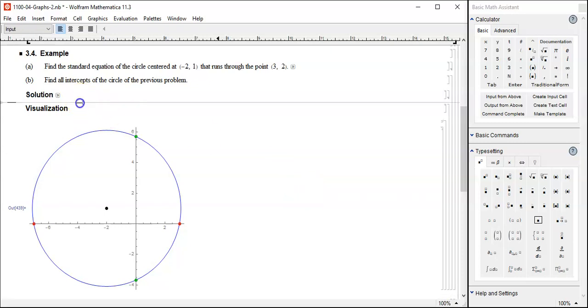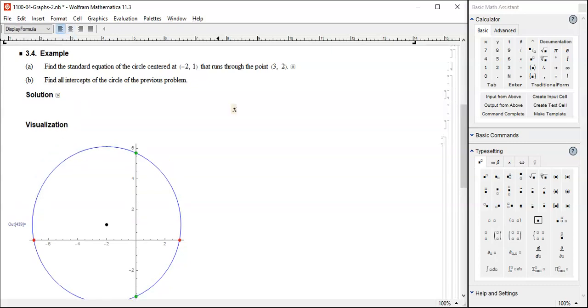Okay, all right. X-intercepts are estimated as about negative 7 and positive 3. Y-intercepts are a little bit harder. Looks like they are not integer values, but we don't need all those.